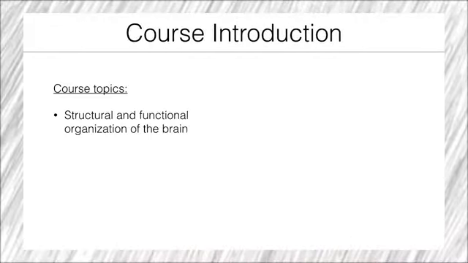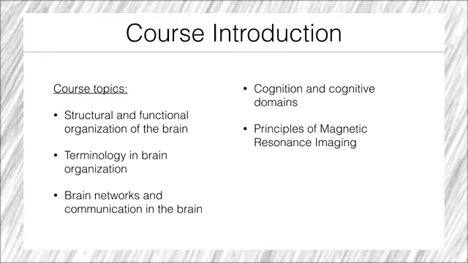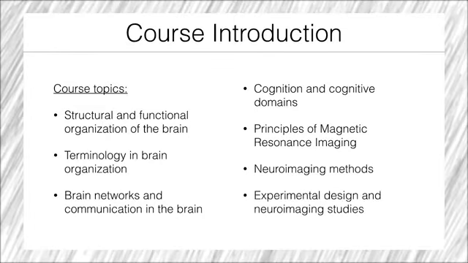In this course, we will cover a number of topics to help us understand neuroimaging data, which will include the structural and functional organization of the brain, terminology of brain organization, brain networks and communication in the brain, cognition and cognitive domains, the principles of magnetic resonance imaging, neuroimaging methods broadly, and experimental design in neuroimaging studies.